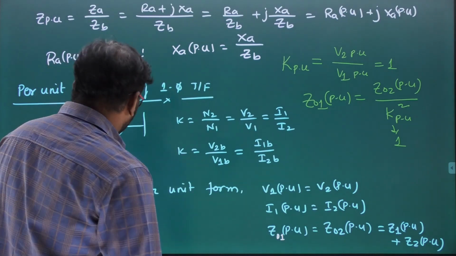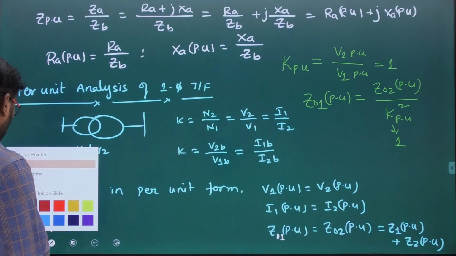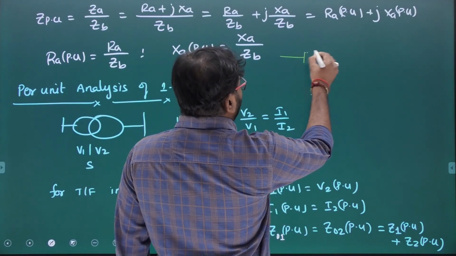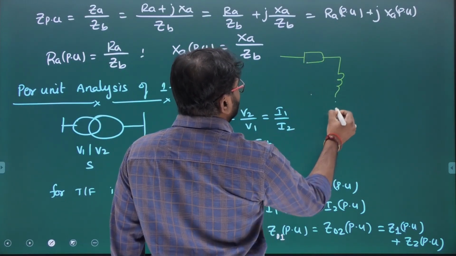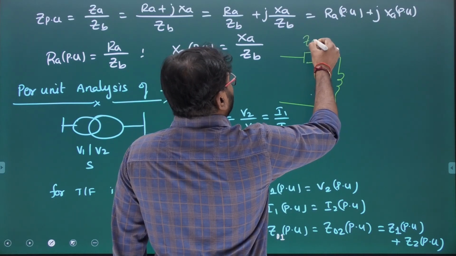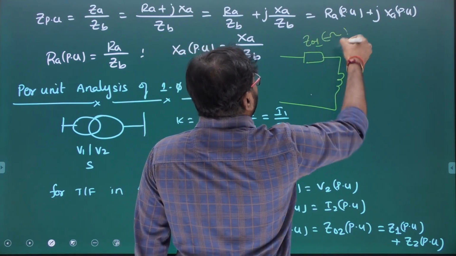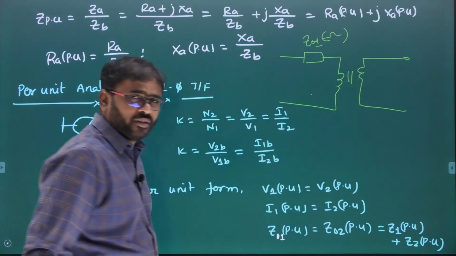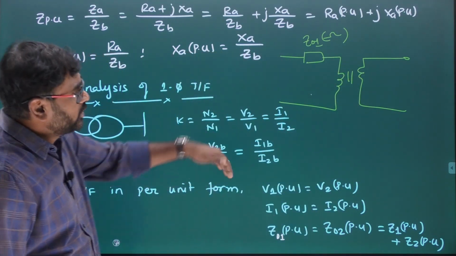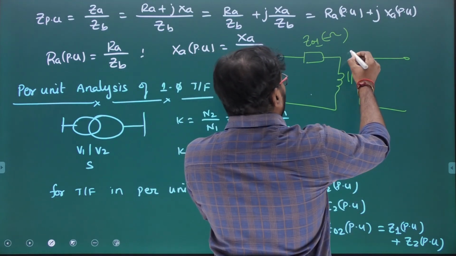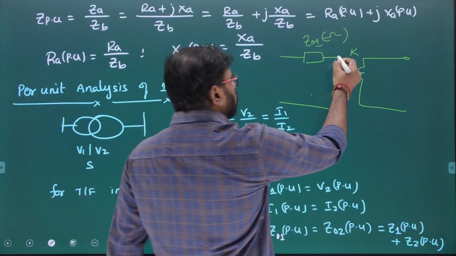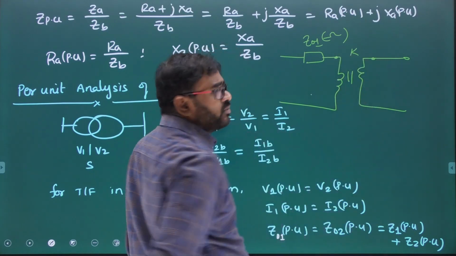So when you draw the equivalent circuit of the transformer, we draw like this in actual form. Correct or not? This is Z01 in ohms. This is the equivalent circuit of the transformer referred to primary. This is in absolute form. Here there is some transformation ratio K. That means this voltage and this voltage are not equal.